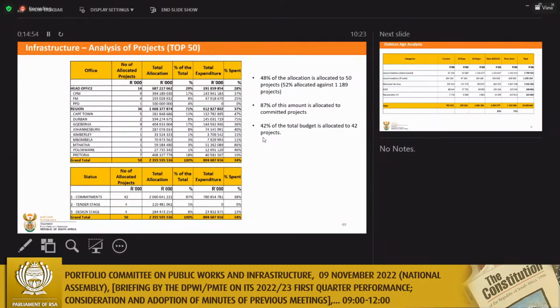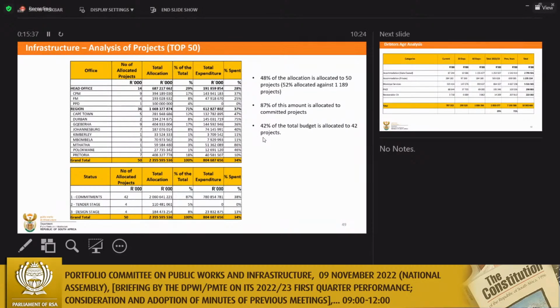Chair, this slide, even though it's not for the first quarter, maybe it's important also to deal with the interventions that are put in place, even though the figures are not for the first quarter, but at least just to make a point in terms of the interventions. We've analyzed projects to say if we were to focus on the top 50 projects, what impact would we make? You can see there are projects like PPD, it's one project, 100 million. And in other regions, you have 5 projects. For Cape Town, it's 281 million budget. Devon, 2 projects, 194.